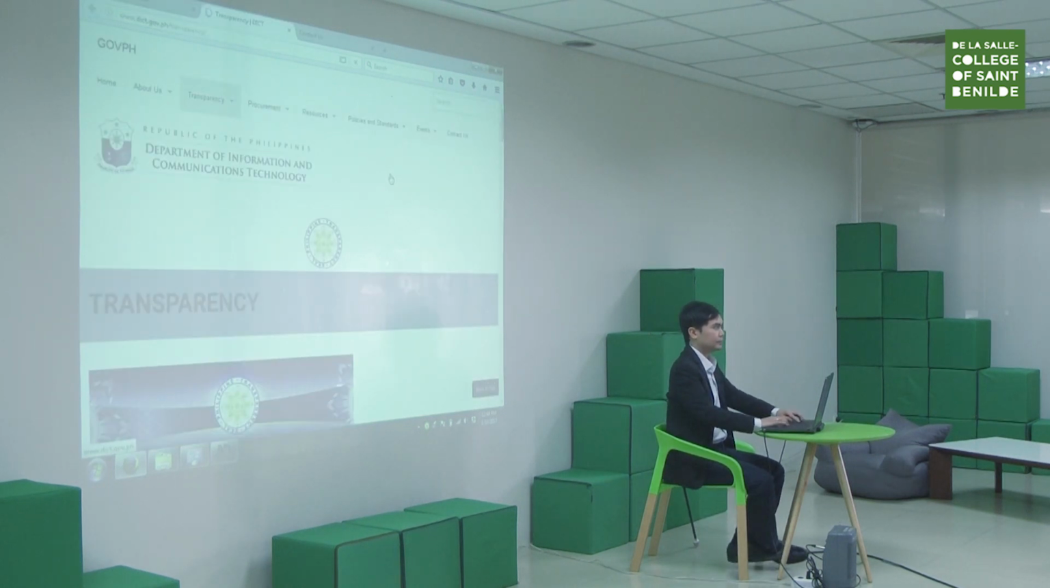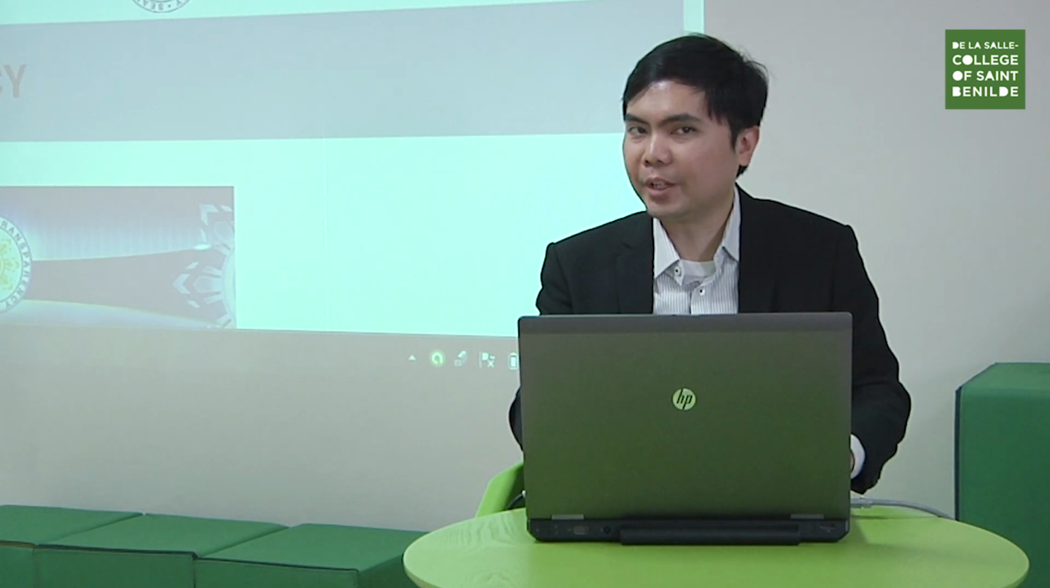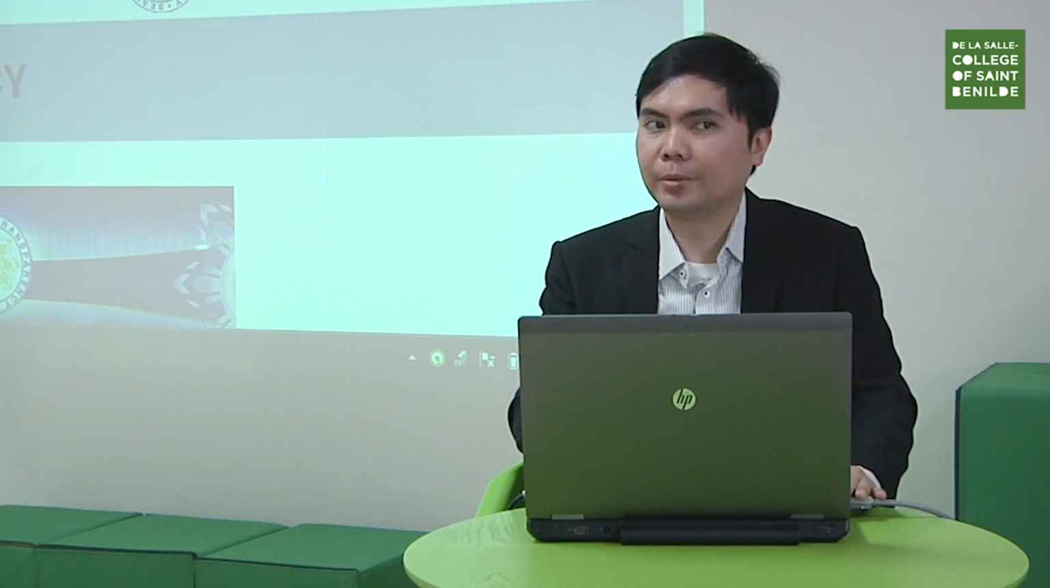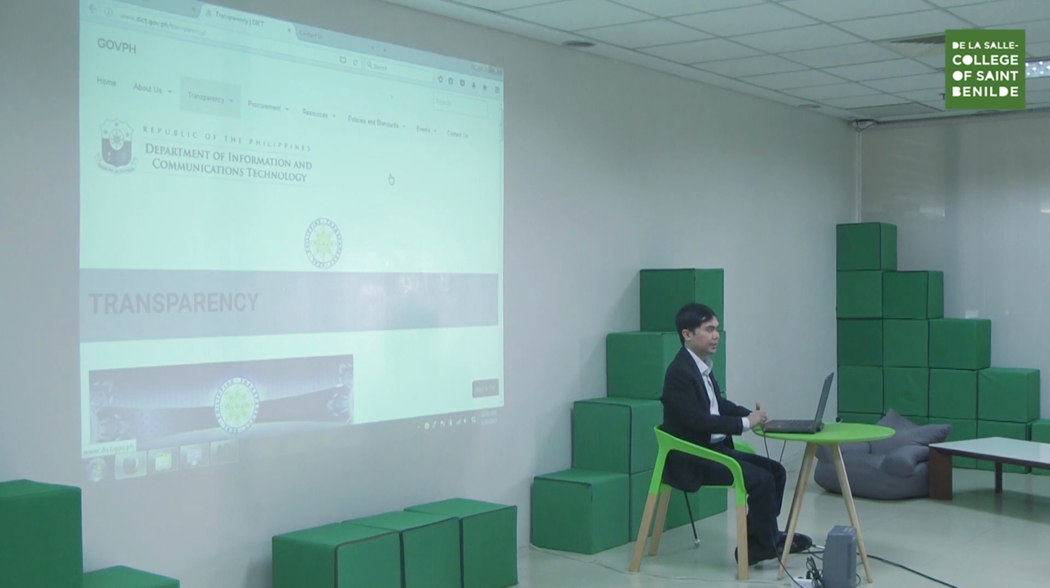Okay, cool. This is the next example. We're still under semantic structure. And let me show you a web page. And let me browse the web page and then tell you my thoughts about this particular page. So, you have the transparency page of DICT.